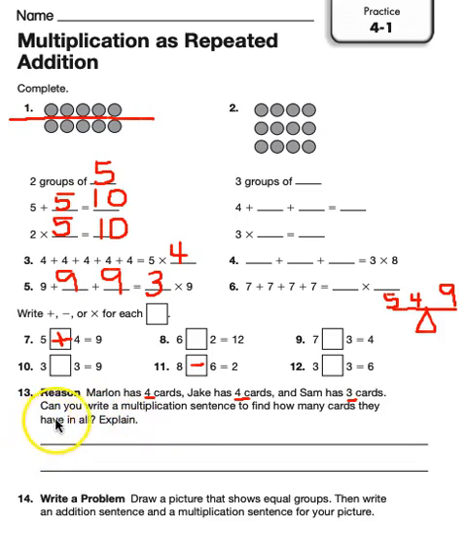So if I have a 4 and a 4 and that 3 is thrown in, this whole equation just kind of messed it up. So it can't be a multiplication sentence because they are not equal parts. And I will let you all explain that down here, but they're not equal parts, and if they're not equal parts, it's not multiplication. The last one, draw a picture that shows equal groups and then write an addition sentence and a multiplication sentence for your picture.